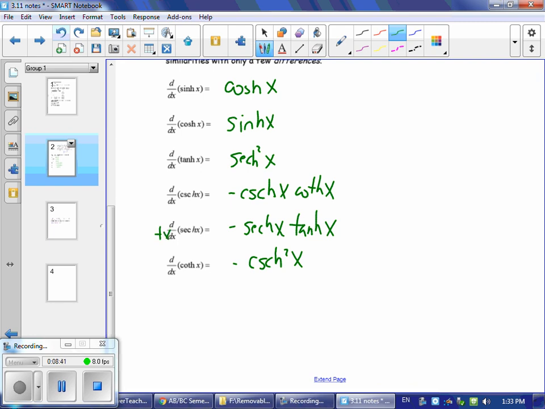So really the only ones that were different, whoops, there we go again, I'm going to star them on the other side because it's not working over there. This one's different, and this one's different. And really it's just a sign difference there. Otherwise it's really the same thing as it is with the regular trig functions.